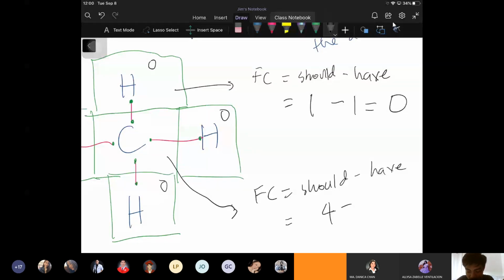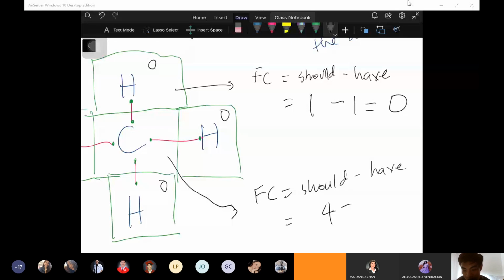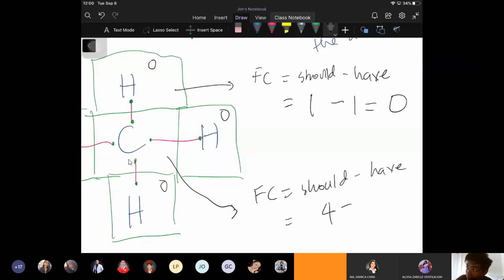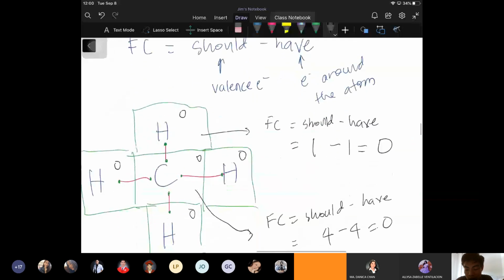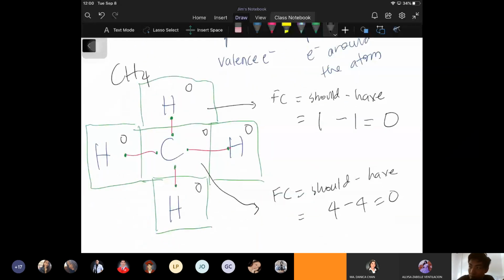Have. Ilang dots meron sa kanya? Ilang electrons meron sa kanya? Bilangin natin. Isa, dalawa, tatlo, apat. So there are 4 dots around carbon. So 4 minus 4, 0 then. So that means the charge of carbon is 0 as well. When you add all the formal charges, that should correspond to the charge of your molecule. So since CH4, wala siyang charge, that means pag pinag-add mo yung formal charges ng atoms, kailangan equal sila sa 0. And let's see. 0 plus 0 plus 0 plus 0 plus 0, edi 0.